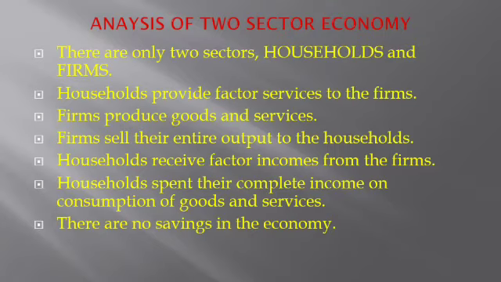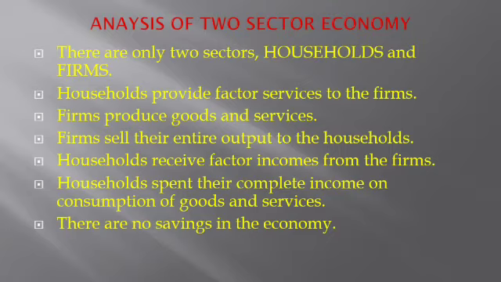The next assumption is households receive factor incomes from the firms. So the firms are making factor payments to the households. So households are receiving factor incomes from the firms. That is rent, wages, interest, all these things that the households receive from the firms are called factor incomes. The next assumption is households spend their complete income on consumption of goods and services.